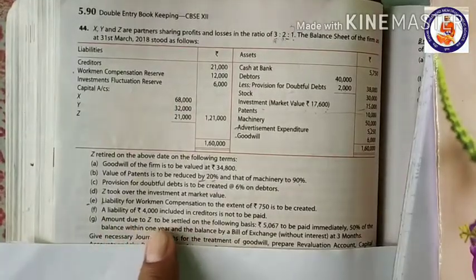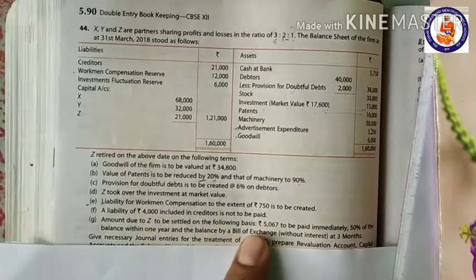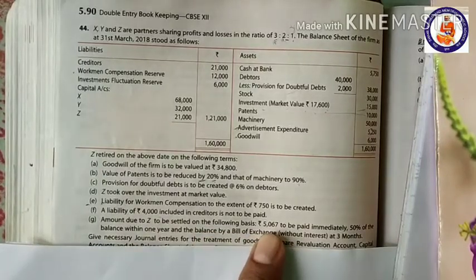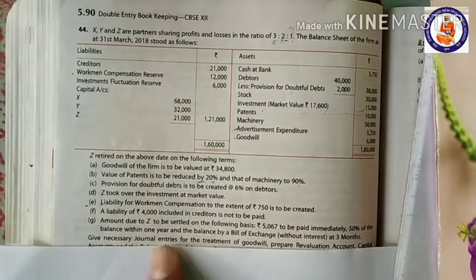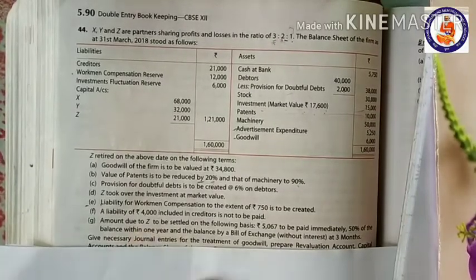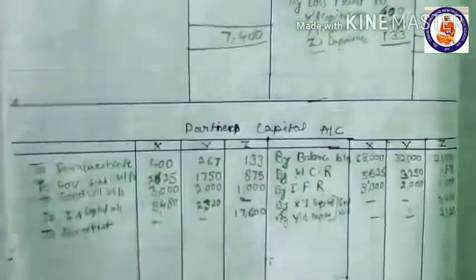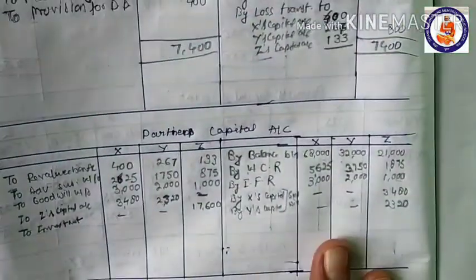Now it says the liability of creditors is not to be paid. The amount due to Z is to be settled on the following basis. 5,067 is to be paid immediately, and now we'll find out the balances, how much amount remains, and then Z will be paid this, and the remaining capital account balances of the partners will be taken. Now we are taking the balances here.